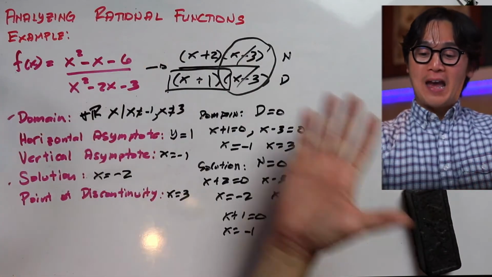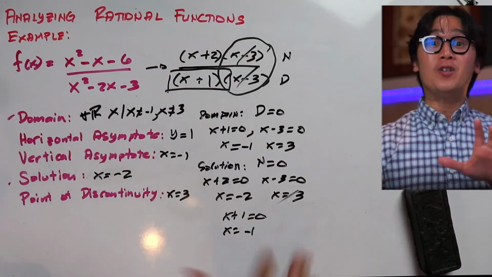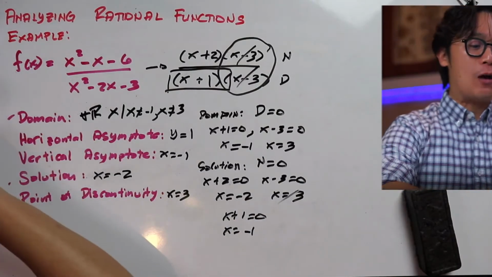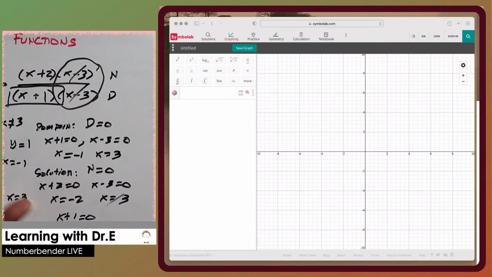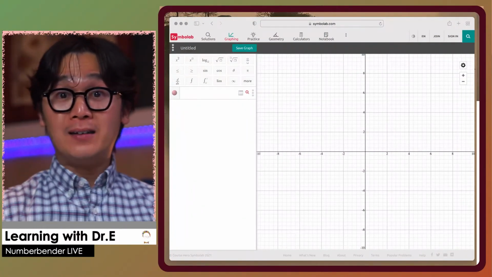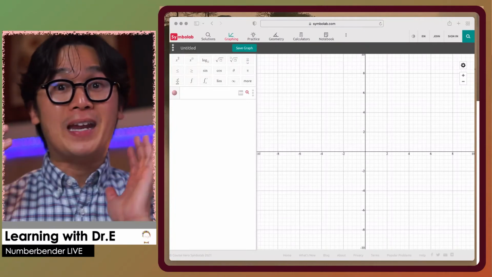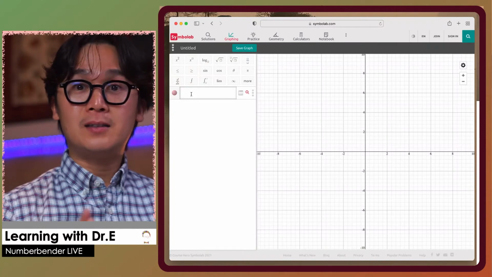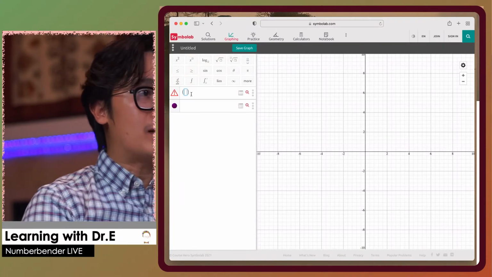And now that we have this analysis, this beautiful work of art or mathematics, we can now use our application, which is in the description box below, and we'll be able to verify if our analysis is correct. So we have done it by hand. Now let's see if our analysis is correct by graphing it using this app.